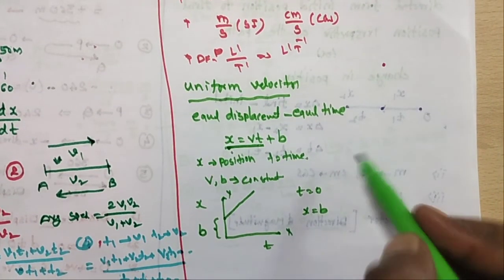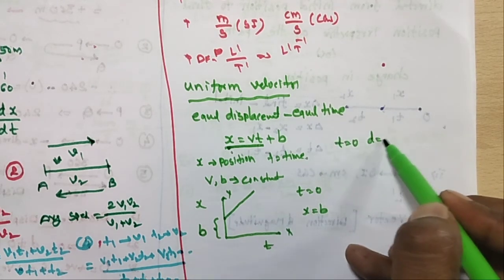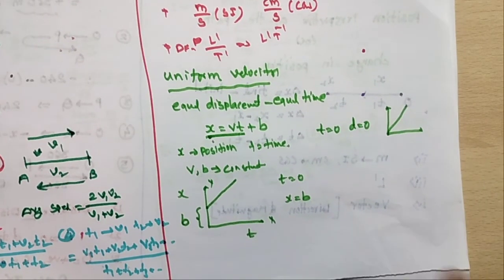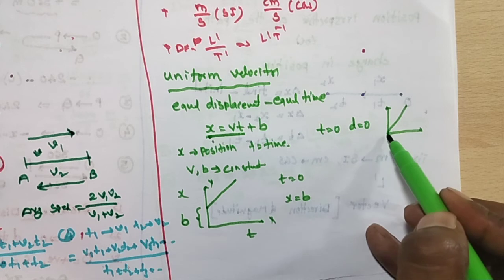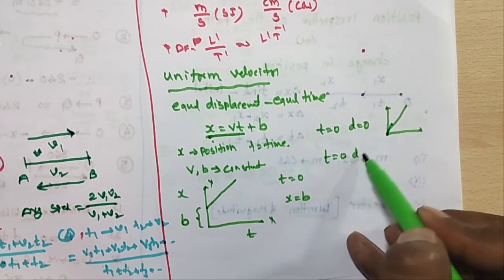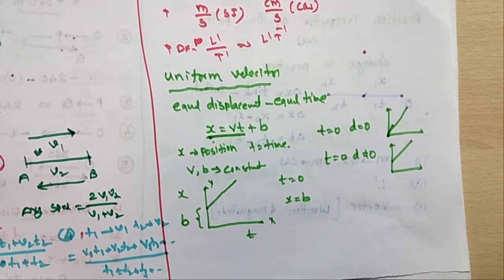So there are two cases. First, t is equal to 0 and the displacement d is equal to 0. Let us take it like this: at t = 0, the displacement or position of the particle is 0. Suppose t is equal to 0 and the displacement is not equal to 0. In this case, it is like this.